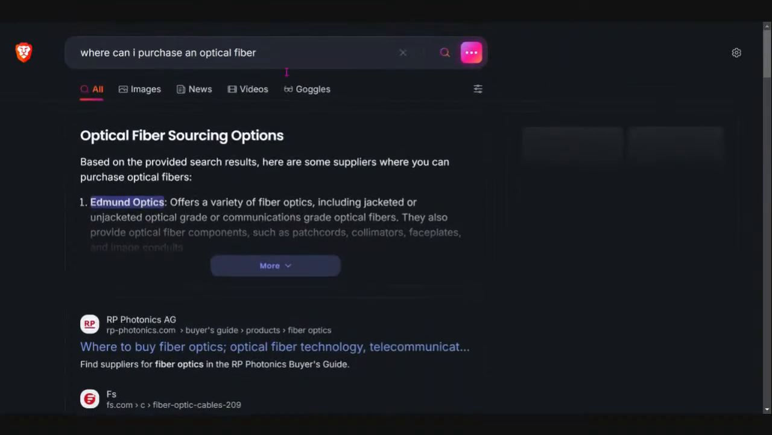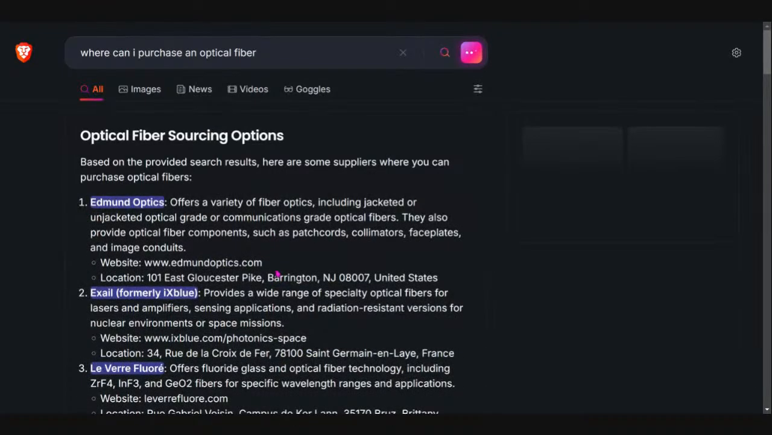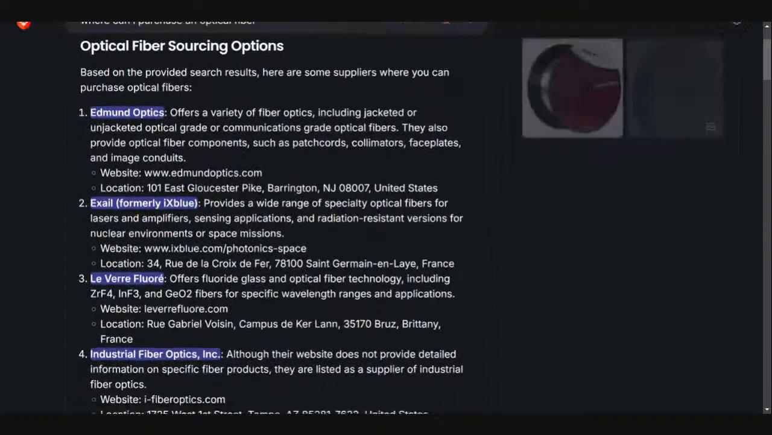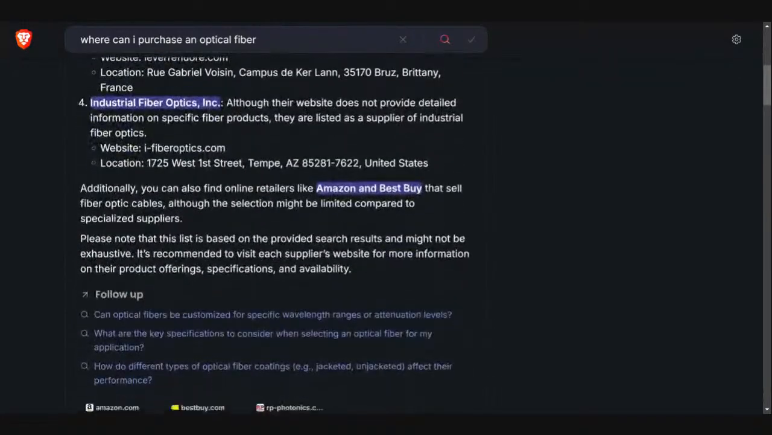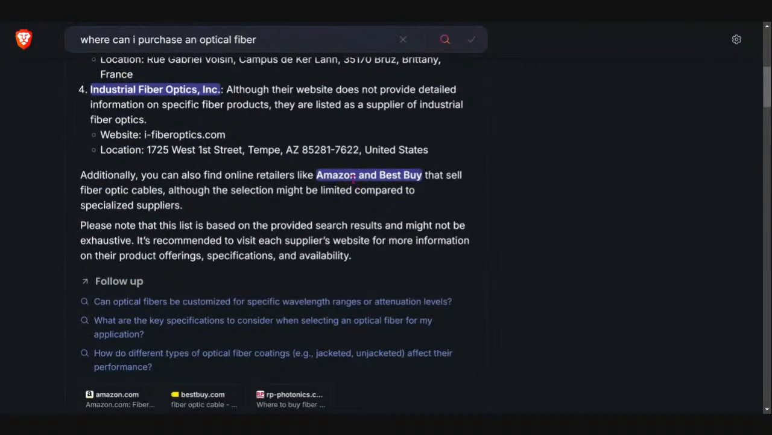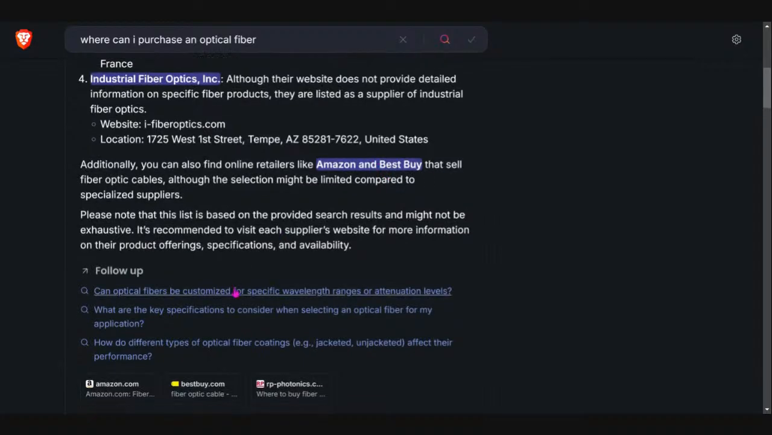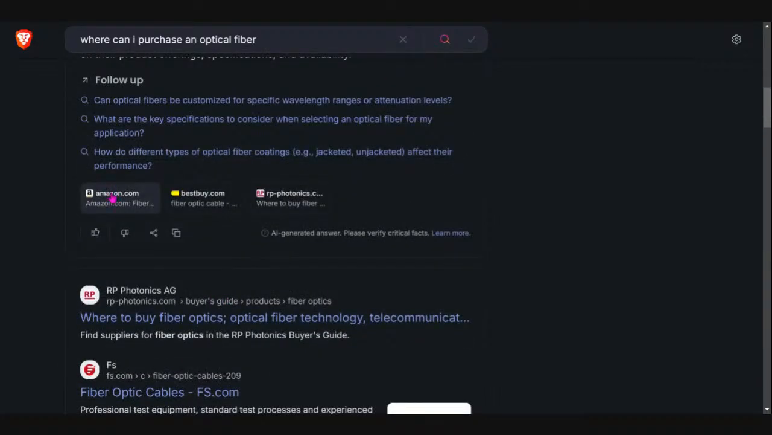Additionally, you can also find online retailers, Amazon and Best Buy. So let's go, I guess let's go to Amazon. Here's Amazon.